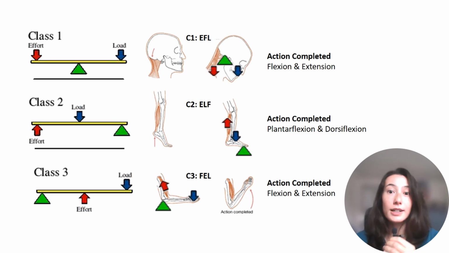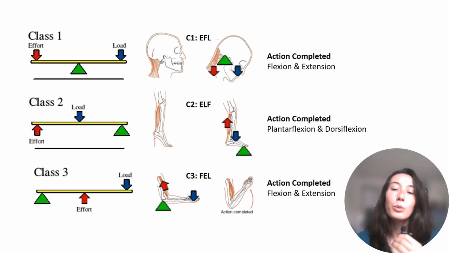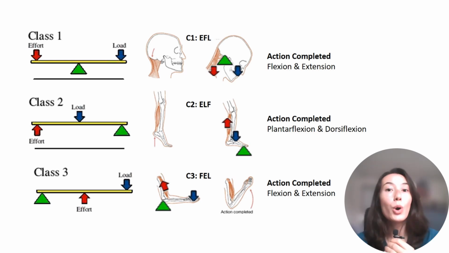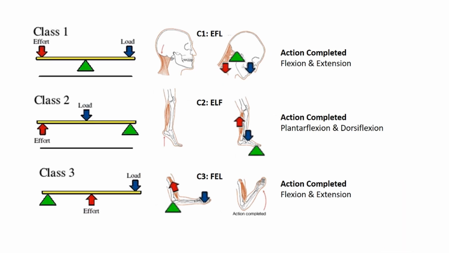However, if you're on a test, what would happen if you were given a different joint or a different region of the body? How are you going to figure out which class it is? My answer is that honestly, the only way that you can really get this down is if you know your anatomy.